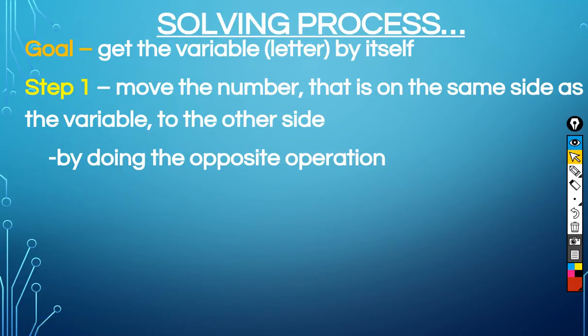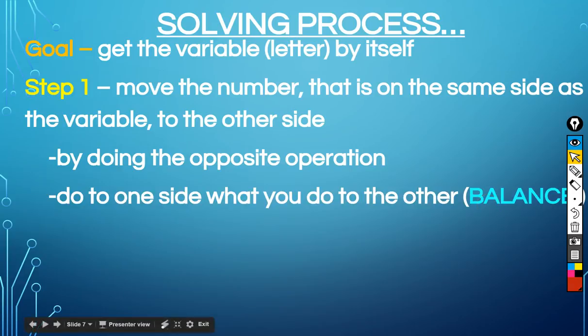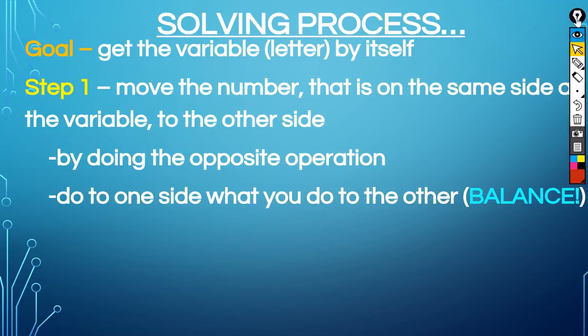And you do that by doing the opposite operation. So let's say you had x plus 5 equals 2. Well, the opposite operation of plus 5 would be minus 5. And whatever you do to the side where the number is, you have to do to the other. So you have to do it to both sides. You have to have balance. You have to have a balanced equation.